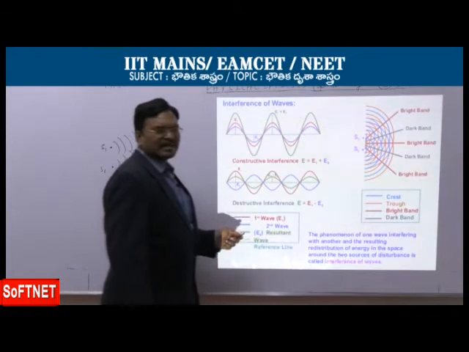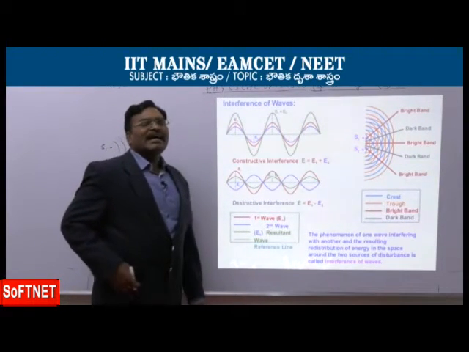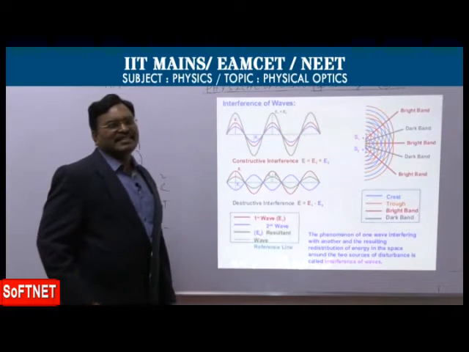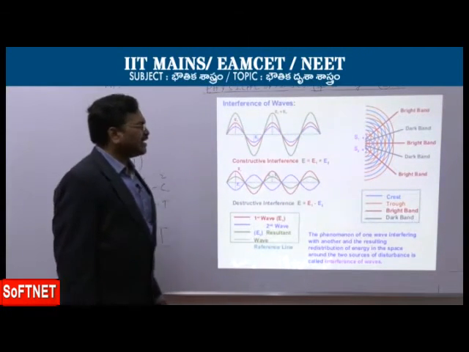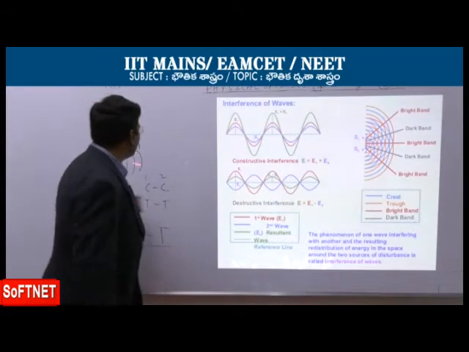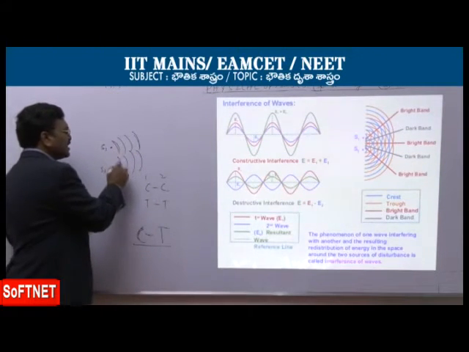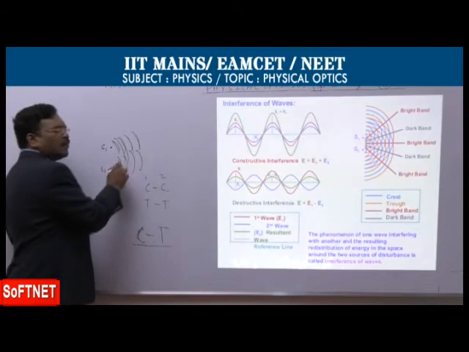Is it clear? Interference means what? Variation in the intensity. If two waves are superimposed, two waves interfere. From two sources we are getting two waves. Now these overlap.